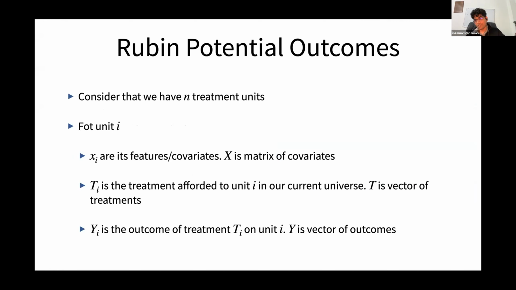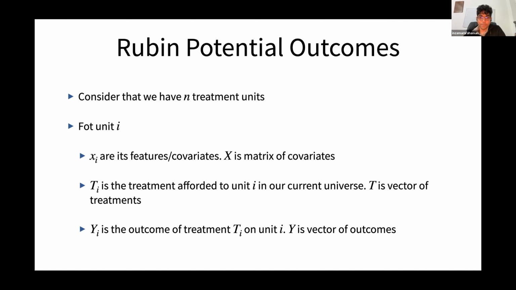All right, so we can say we have n treatment units. We have a bunch of these different units. Use the usual subscript i. Let's, for example, say x sub i are the covariates as features for treatment unit i, and big X is the matrix of those covariates as features. T sub i is the treatment afforded to unit i in our current universe, and T is a vector of treatments, and Y sub i is the outcome of treatment T sub i on unit i.